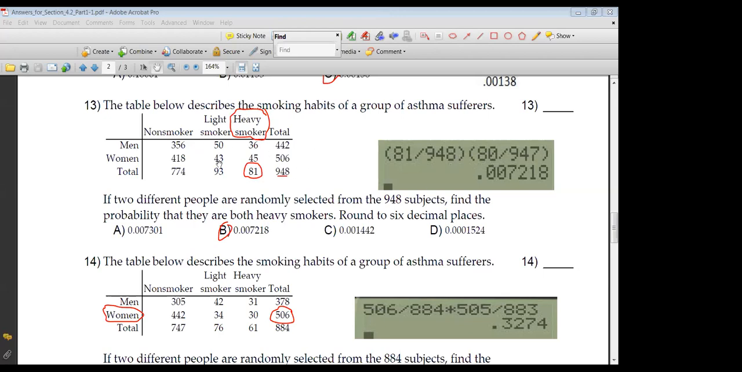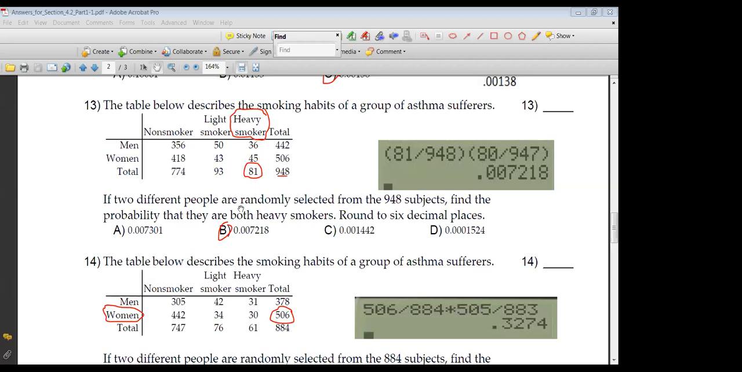Anyways, here's a table. Luckily, he's given me the total. How many men do I have? 442. I've got some non-smokers, some light smokers, some heavy smokers. How many women? I've got 506. Some are non-smokers, some are light, and some are heavy. And then we add down the total of non-smokers, light smokers, heavy smokers, and then how many men do I have? How many women? This is my total.